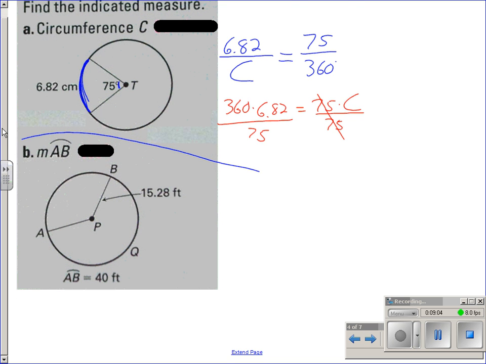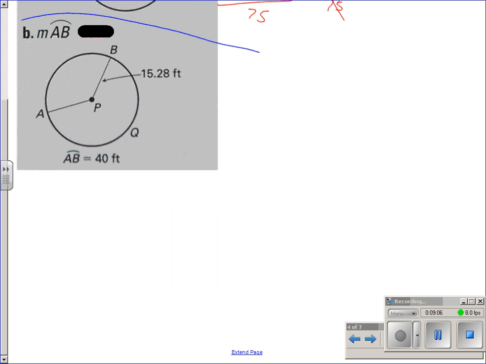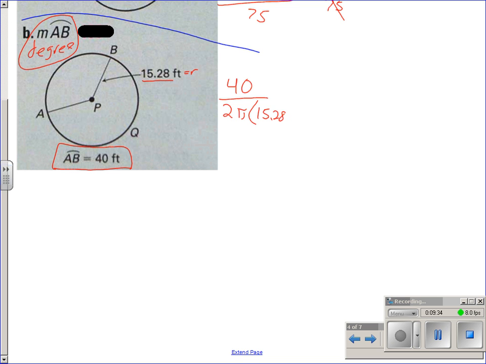For the second example, a little bit different. This is asking for the measure of arc AB. That is a degree. That's what we're trying to figure out. What we know is this arc length right here is 40 feet, divided by the entire circumference of the circle. Well, we're given a radius, so 2 pi times the radius, 15.28.